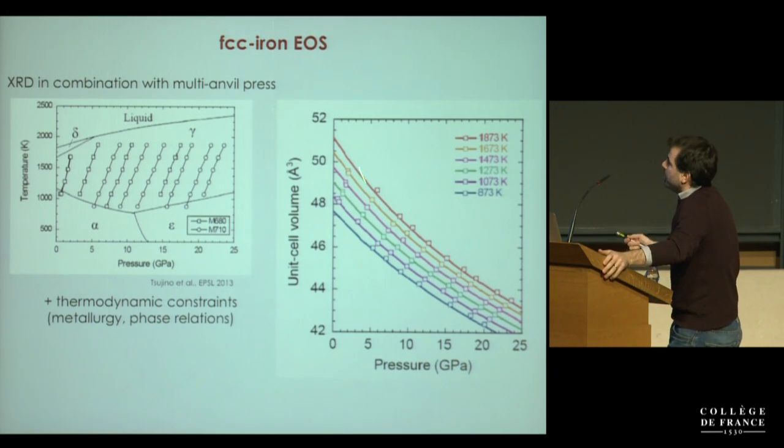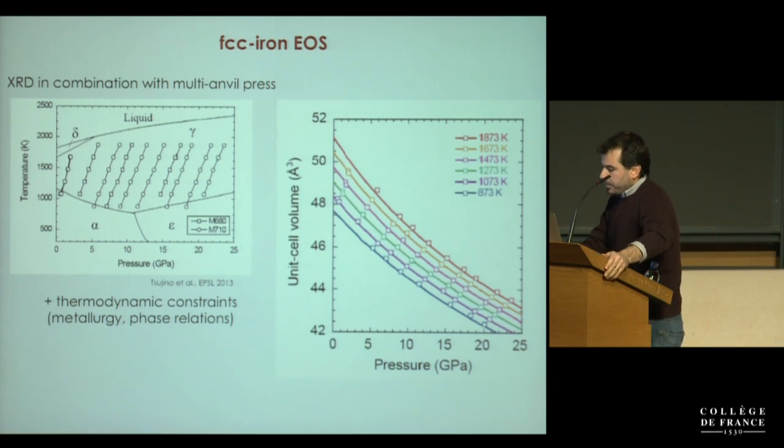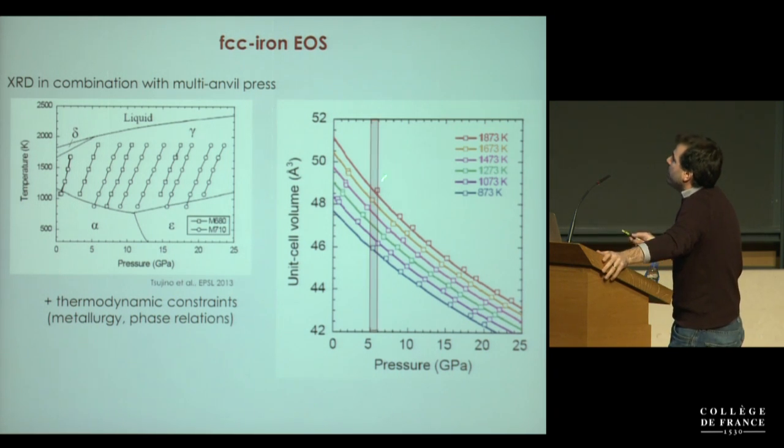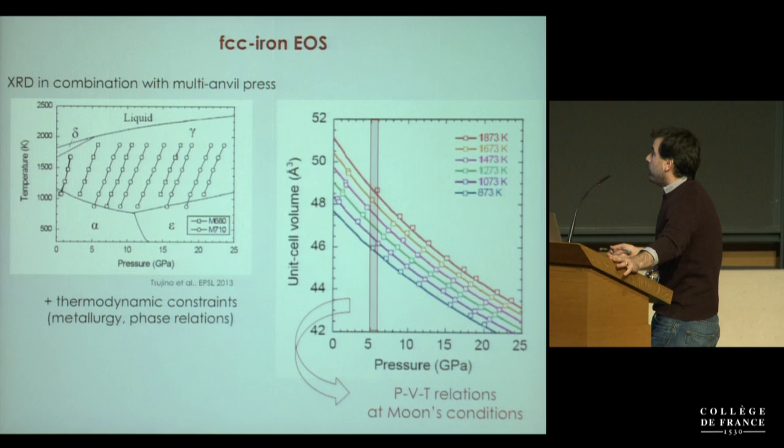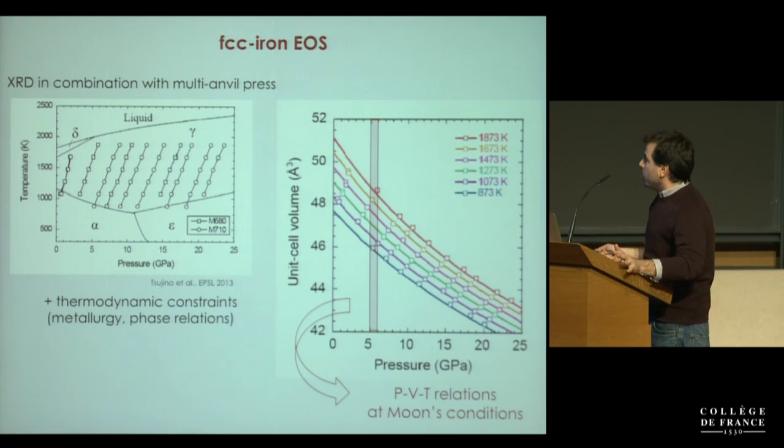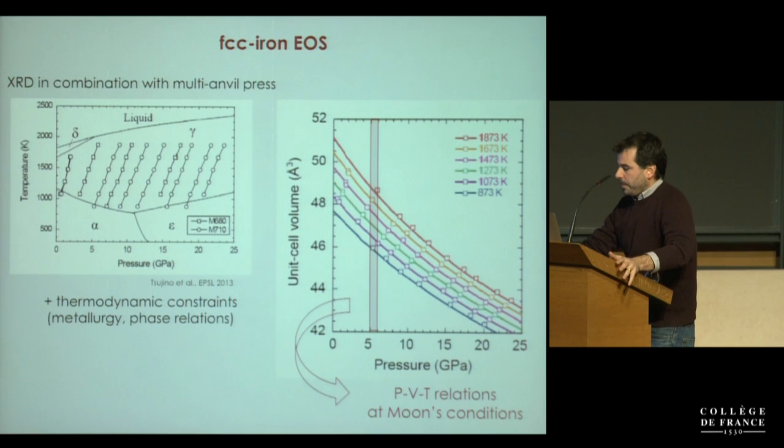This, together with the thermodynamic constraints, metallurgy, and phase relations, gives us a quite good feeling and allows us to derive this volume versus pressure relation for different isotherms. And in particular, having the moon as focus, we do have quite good coverage in the 4 to 6 GPa range and at temperatures around 900 Kelvin. So we do have the pressure, volume, temperature relation at suitable moon conditions.